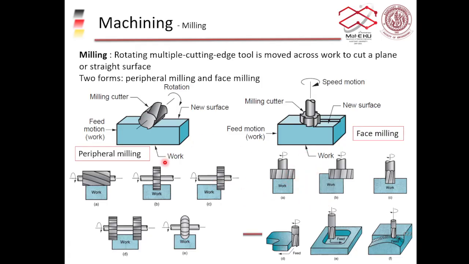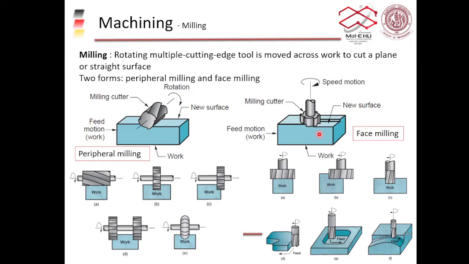Okay, so the difference between peripheral milling and face milling is that in peripheral milling, you are removing the outside, the top bits, right? Or you can think of it as the milling bit being horizontal and removing the whole workpiece.